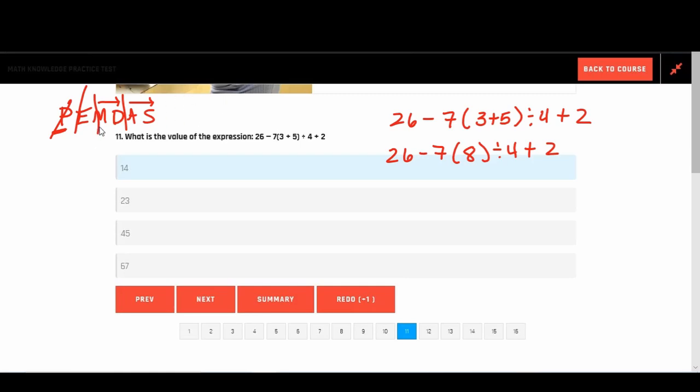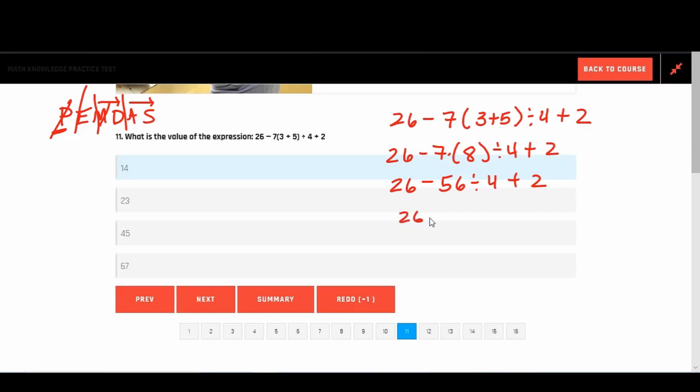Now we're looking for multiplication and division from left to right. I do have multiplication right here and division here. Since I'm working from left to right, I'm going to go ahead and do 7 times 8 first. 7 times 8 is 56. Again, divided by 4 plus 2. So I just did multiplication. So I look through, there's no more multiplication, but there is division. So let's go ahead and work on that.